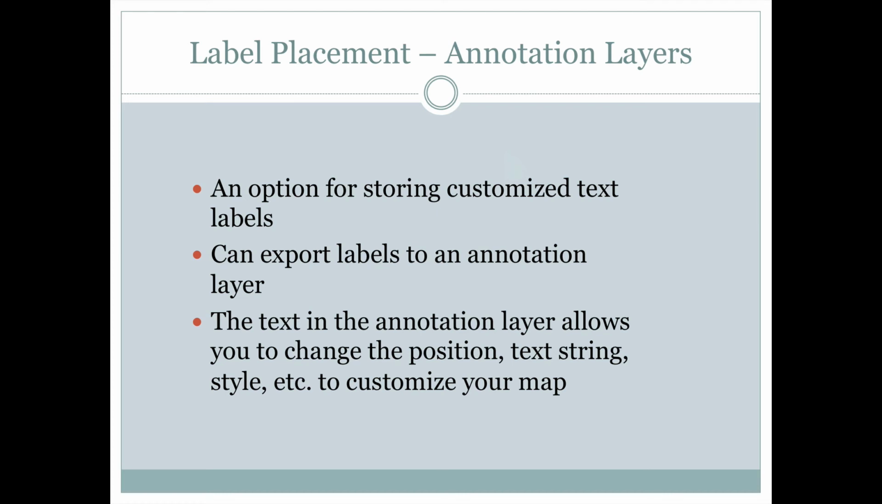Once you have this in the annotation layer, it's separate from the layer for the cities, and then you're able to do whatever sort of customization you want, as far as if you want to move the labels around, if you want to change the text itself, if you want to change the styling of the text. You can do all these things to customize your map and save it as an annotation layer.